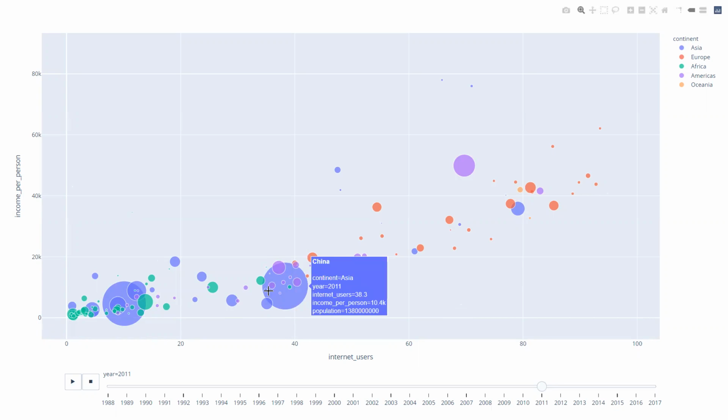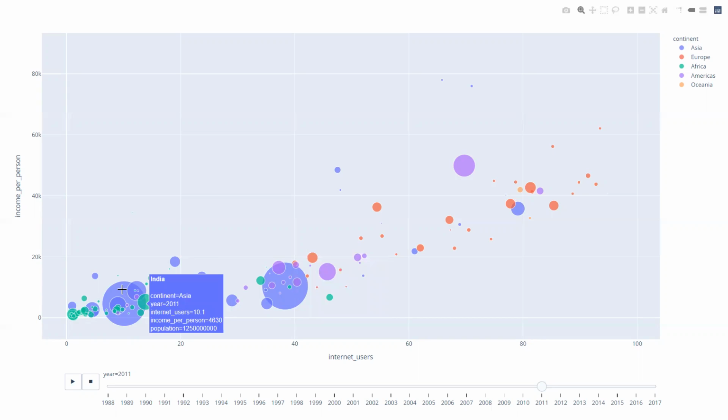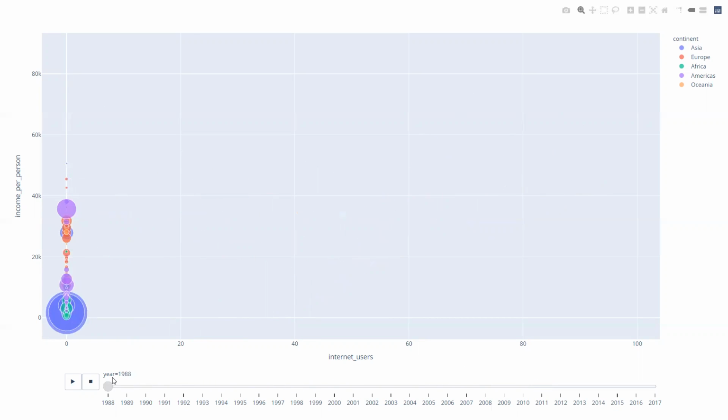Now these circles represent all the countries of the world and their size represents their population. For example, we have China, which is the biggest circle, that is, it is the highest populated country. And after that, we have India. Now, let's see how the world has transformed from the year 1988 all the way up to 2017. So let's begin with the year 1988.